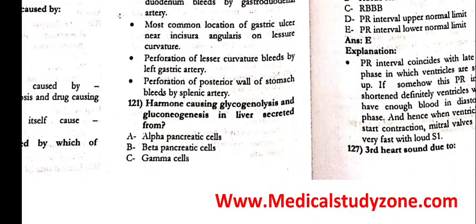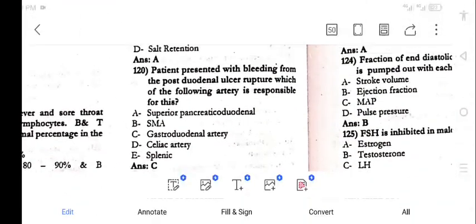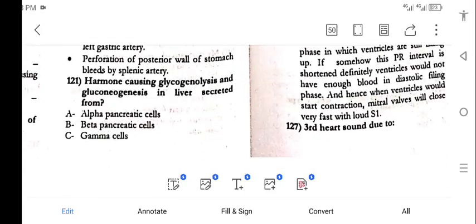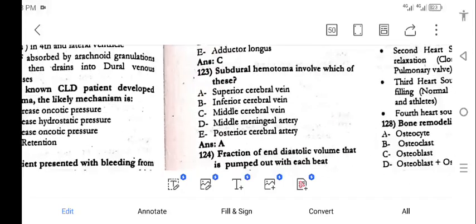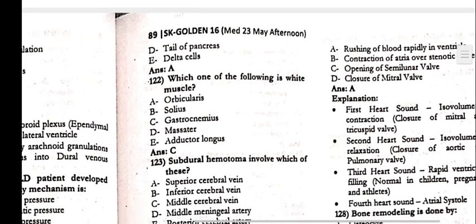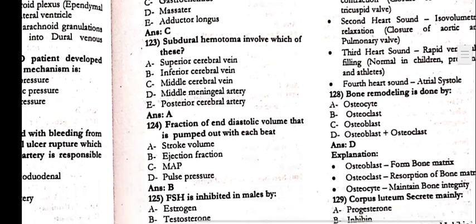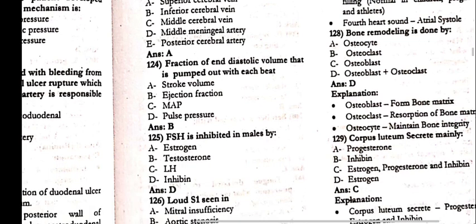Next, 121, the hormone causing glycogenolysis and gluconeogenesis in the liver is secreted from alpha pancreatic cells. Next, 122, which of the following is the white muscle? The gastrocnemius. Next, 123, the subdural hematoma involves which of these? The superior cerebral vein.